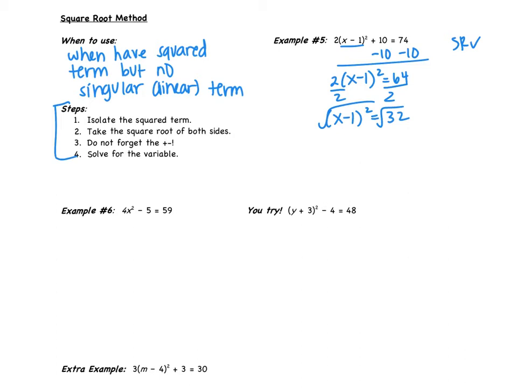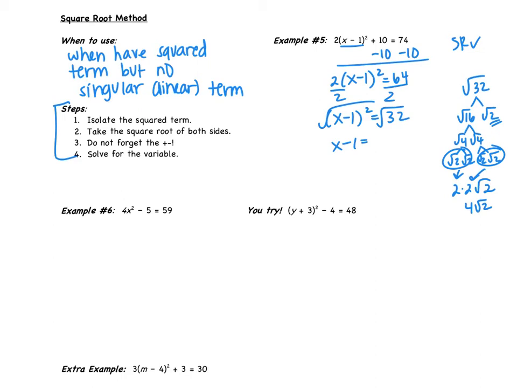Now on the left side, what's really nice is the square root and the squaring undo each other. We just get x minus 1. On the right side, we got to break down that 32. Well, I know that 32 is 16 times 2. 16 is 4 and 4. These are 2 and 2. So I have a pair of 2s, and a leftover 2. One 2 comes outside. Another 2 comes outside. And that 2 that's left over goes underneath the root, which gives me 4 root 2.